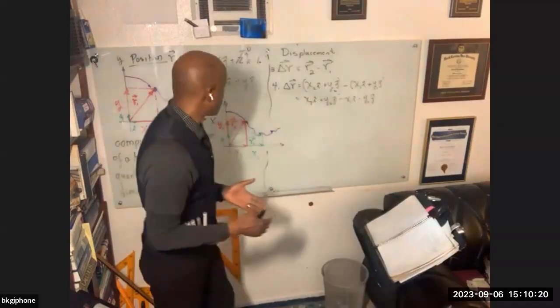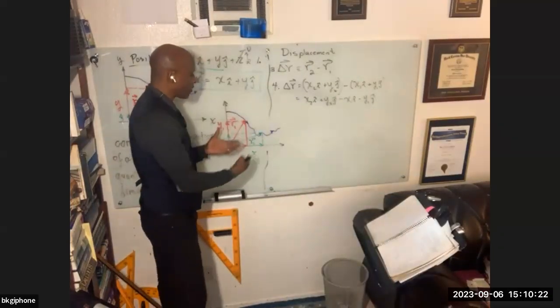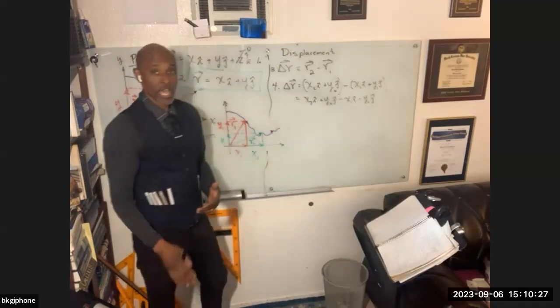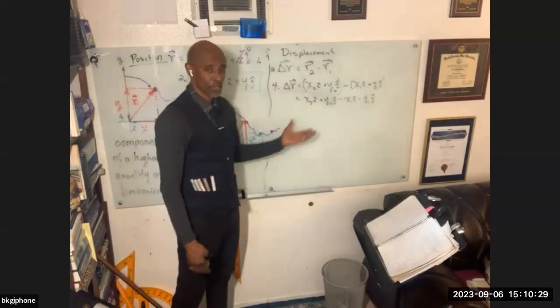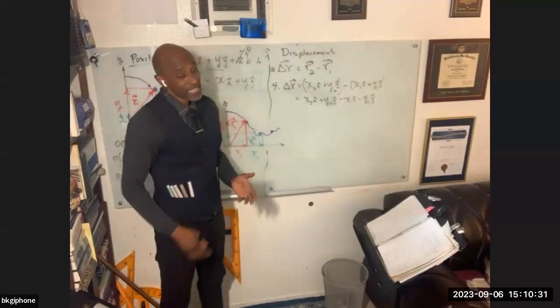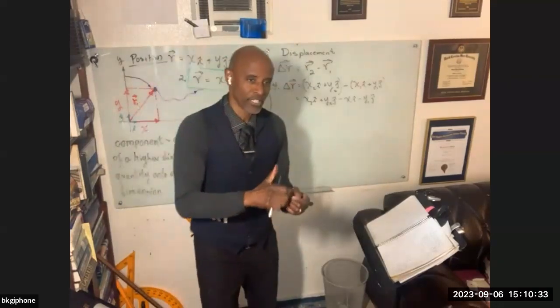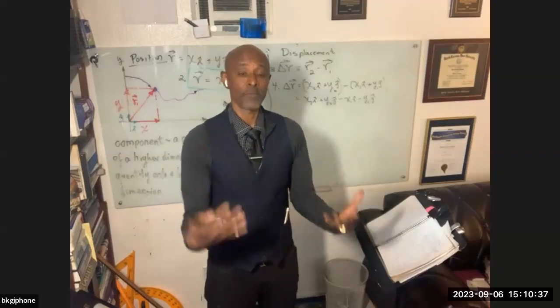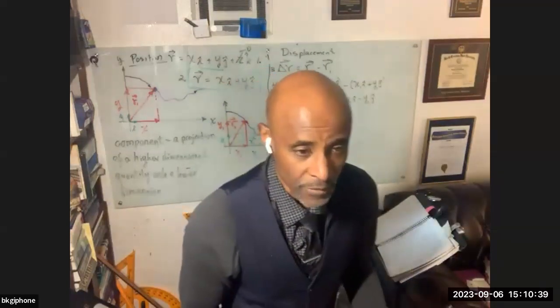So what we basically have to do is break it down into the components so that we can add the magnitudes of the components, because the components do lie along the same coordinate direction. They don't necessarily have to be in the same direction. They can be opposite, but if they're along the same coordinate direction, they can be added.